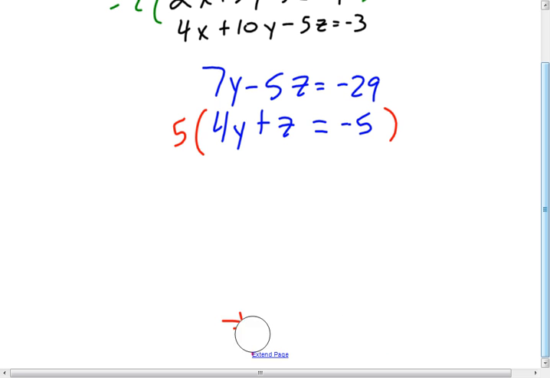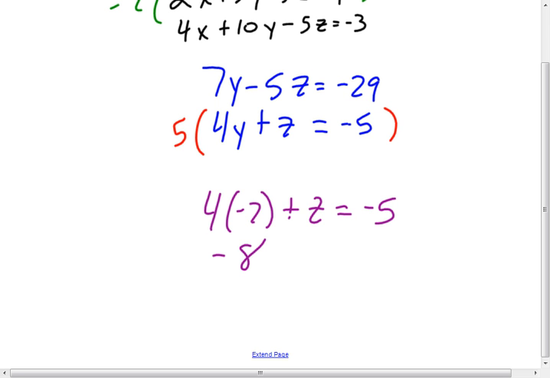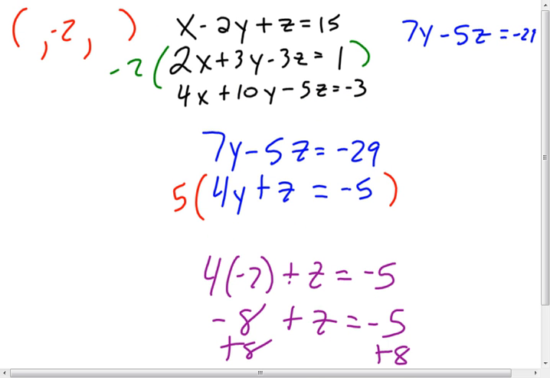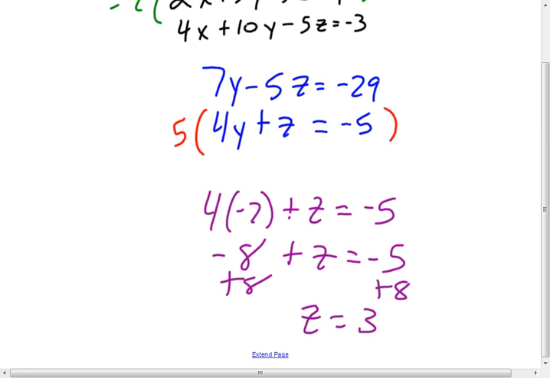So y is equal to negative 2. So we can plug that into either equation, doesn't matter. Let's use the bottom one since we have a coefficient of 1 on the z. So we have 4 times negative 2 plus z is equal to negative 5. That's negative 8 plus z is equal to negative 5. Add 8 to both sides. And z is equal to positive 3. So now we have the second part of the answer. Z is 3.